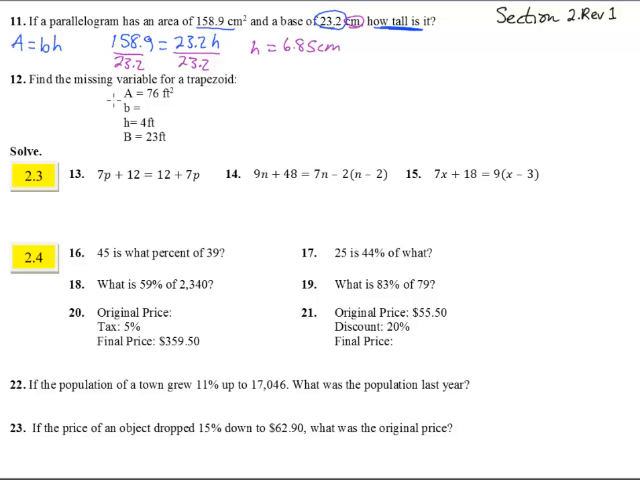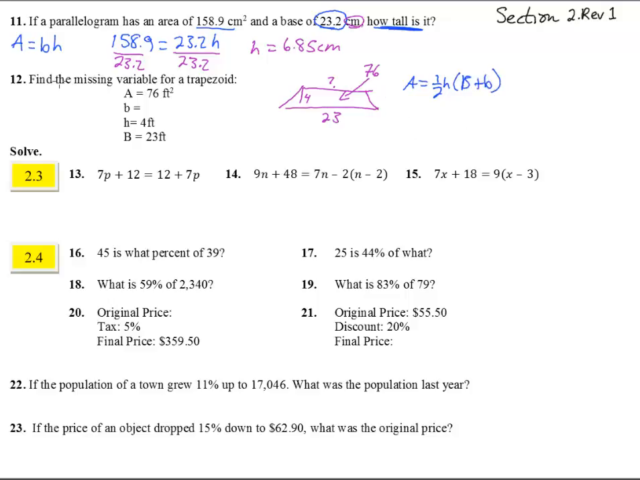Number 12. Find the missing variable for a trapezoid. Area is 76 feet squared. The little base we don't know. The height is 4 feet. The big base is 23 feet. We don't know what the little base is, and the area is 76. The formula for that was area equals 1/2 height times big base plus little base.